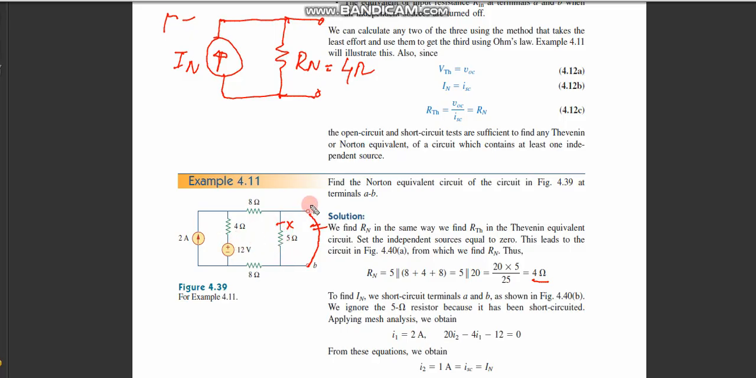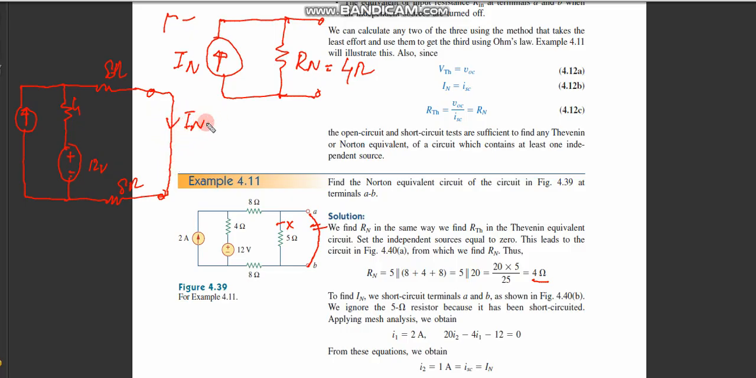So we have to redraw this circuit again. I can say this is my 2 ampere, then I have this 4 ohm resistance. Then you have plus minus this 12 volts, and then it is connected. You see 8 ohms over here, and then 8 ohms over here, 8 ohms over here. So we ignore the 5 ohms, and then from the terminals A and B, I can make it a short circuit like this. So this is In.